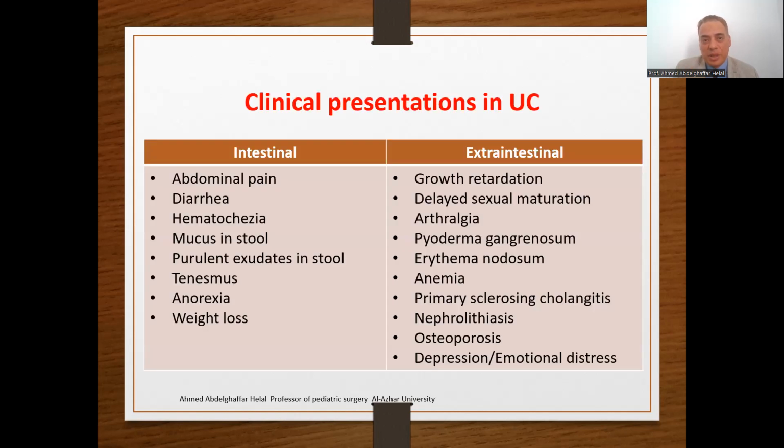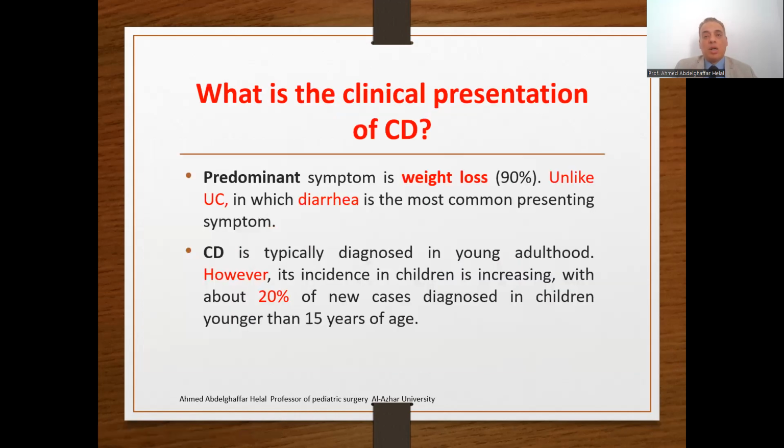To summarize, the clinical presentation may be summarized as abdominal pain, diarrhea, hematochezia, mucus in the stool, purulent exudate, tenesmus, anorexia, weight loss, and extraintestinal manifestations like growth retardation, delayed sexual maturation, arthralgia, skin manifestations, anemia, PSC, nephrolithiasis, osteoporosis, depression, and emotional distress. On the other hand, what are the clinical presentations of Crohn's disease?